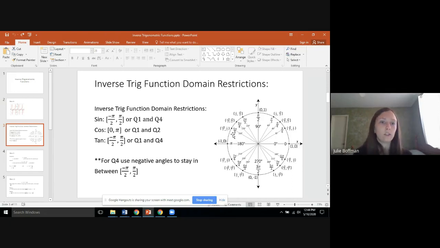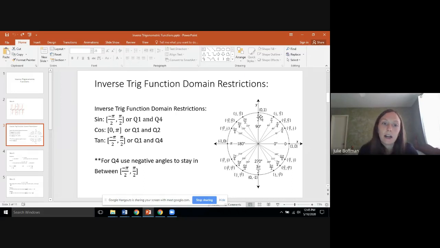You can't have more than one answer for inverse, so that's why they restrict it. If you're doing an inverse problem, you only look from negative pi over 2 to pi over 2. Let's think about this. Positive pi over 2 is the first quadrant. If we go to negative pi over 2, you're starting at 0, and negative means you go down, and pi over 2 is one quadrant. So negative pi over 2 is starting here, going down through the fourth quadrant, and positive pi over 2 is going through the first quadrant.